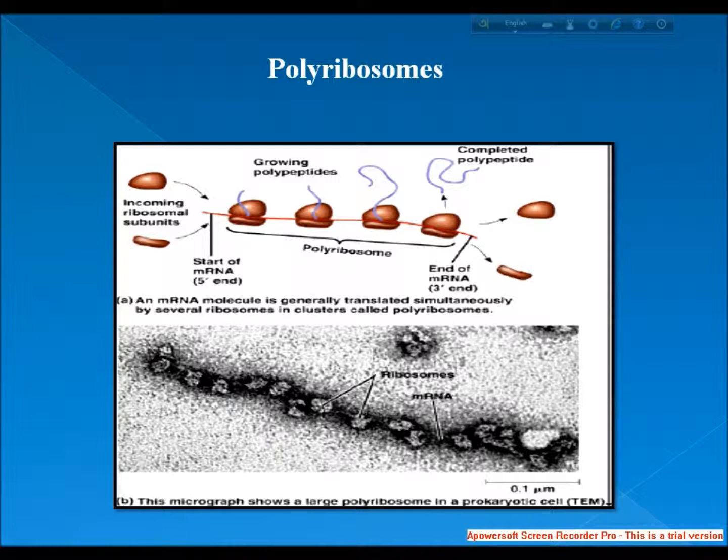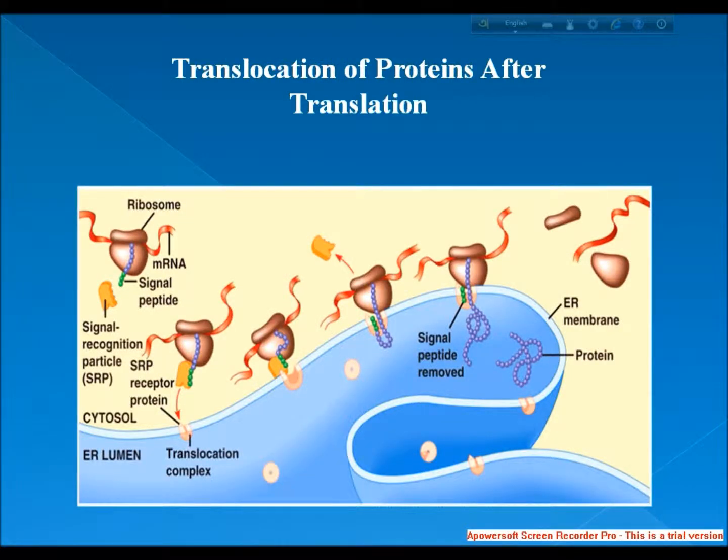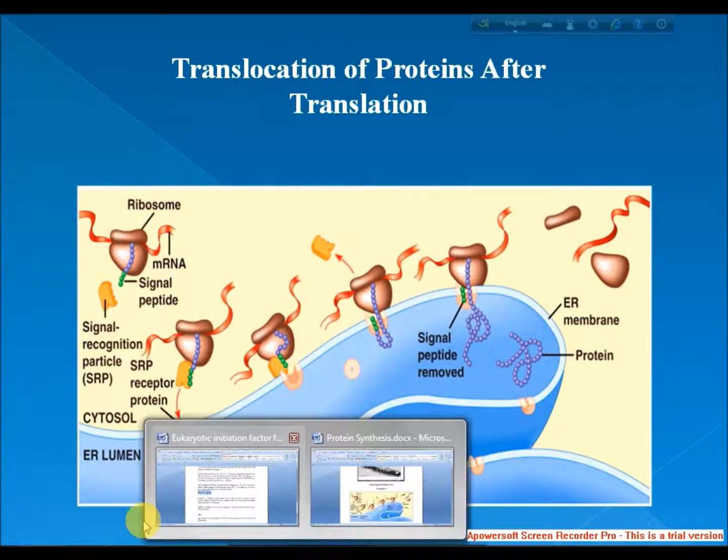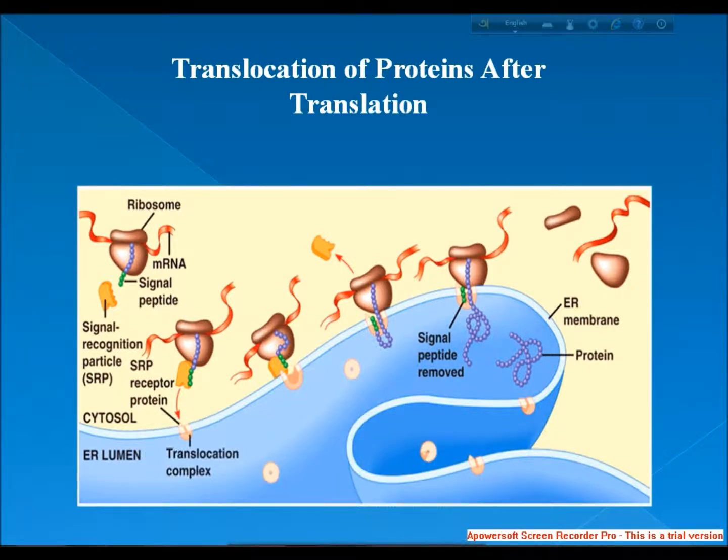Next, after protein synthesis, or protein translation, how is the protein translocated? It's translocated by vesicle formation, or coat protein formation, from COPI. It transfers from the endoplasmic reticulum to the Golgi apparatus by the forming of coat protein.